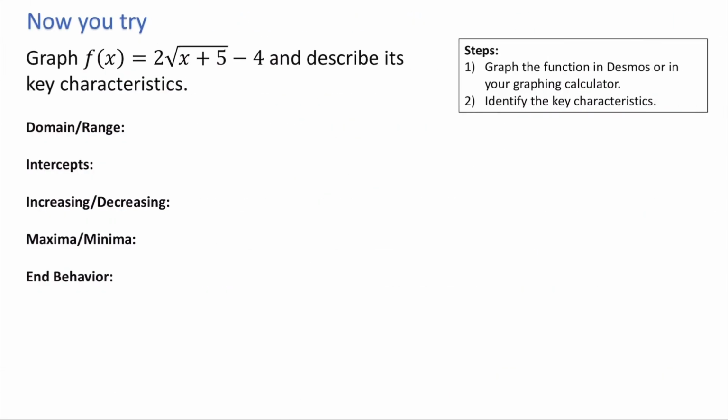So now you can pause this video and try this problem. So go ahead and graph f of x equals 2 times the square root of x plus 5 minus 4 and try to describe its key characteristics.